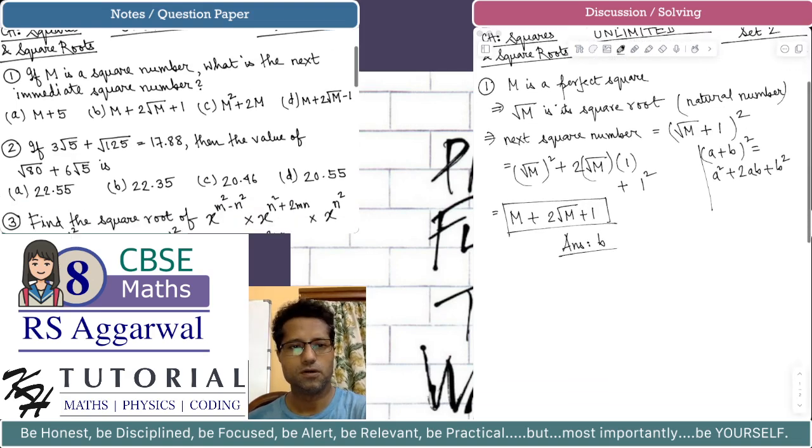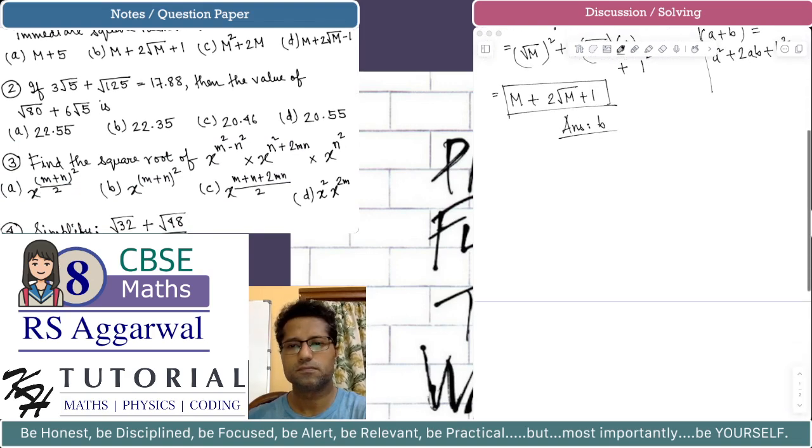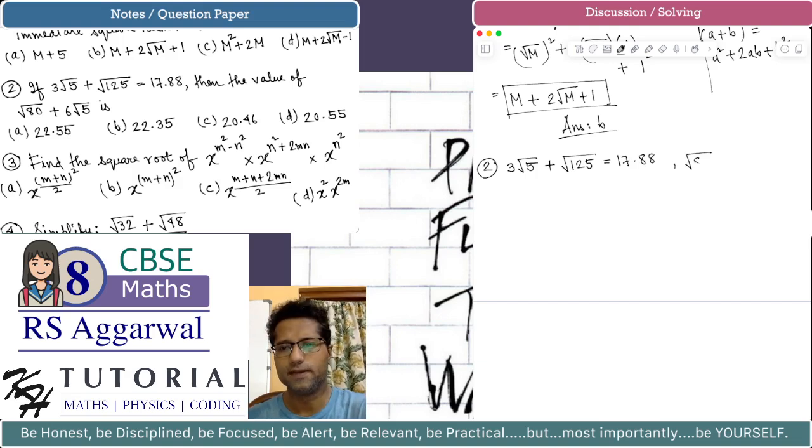Okay, let's solve problem number 2. It is given that if 3 into root 5 plus square root of 125 is equal to 17.88, then we have to find the value of square root of 80 plus 6 into square root of 5. We have to find this value.